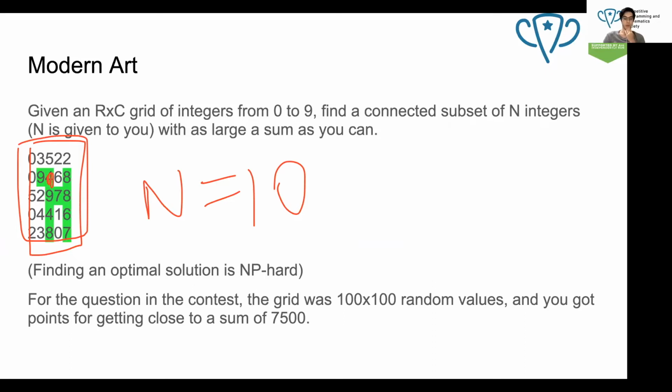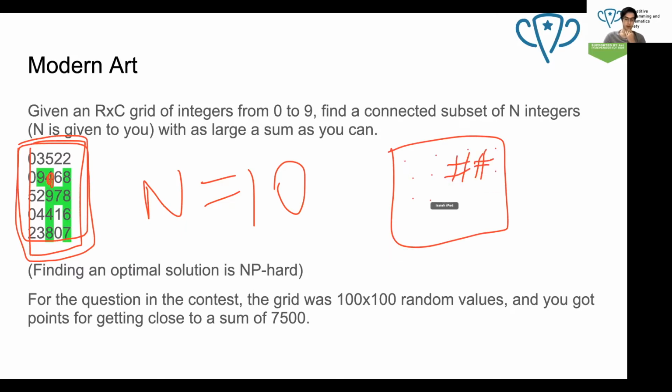In the question you're given a 100 by 100 grid, and instead of submitting a program, you just submit which ones you select. For this problem, you submitted dots and hashes, depending on which ones you selected. You just indicate which cells you select, and then the website will check if it's a valid thing, and if so, it will give you a bunch of points dependent on the sum.